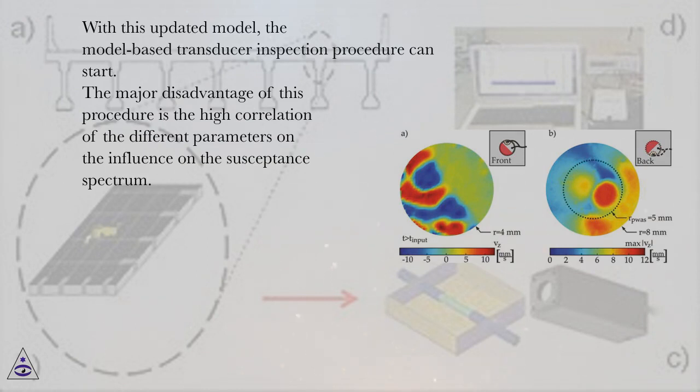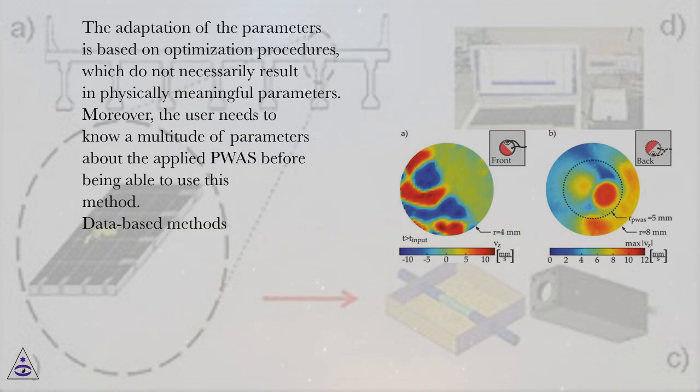The major disadvantage of this procedure is the high correlation of the different parameters on the influence on the susceptance spectrum. The adaptation of the parameters is based on optimization procedures, which do not necessarily result in physically meaningful parameters. Moreover, the user needs to know a multitude of parameters about the applied PWS before being able to use this method.